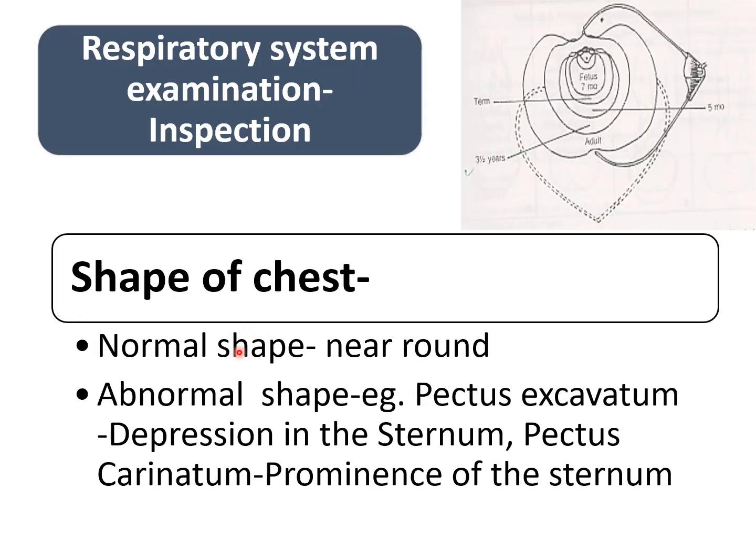In newborn, the normal shape of the chest is near round. Here in this image you can see in a term baby the shape of the chest is near to round. Slowly as the baby grows it becomes elliptical. If the baby has any pathology, then an abnormal shape of chest can be there. For example, pectus excavatum when there is depression in the sternum, pectus carinatum when there is a prominence of the sternum. If the baby has tension pneumothorax on one side, then bulging can be there. So we have to mention the abnormal shape if it is visible.